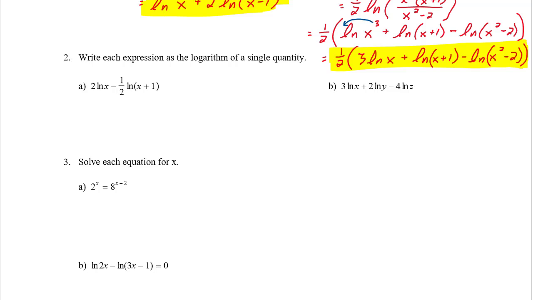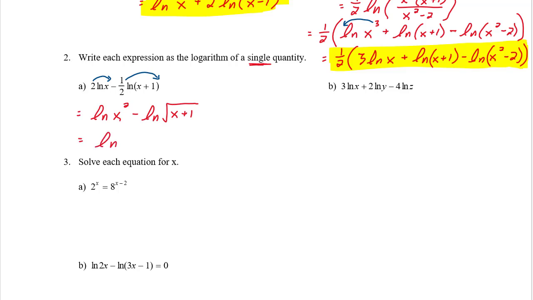Moving on now to number 2. These ones want us to take multiple logarithms and turn it into a single logarithm. So we kind of work the exact reverse of what we just did on the previous problems. So this first one, it looks like I can move the 2 up as an exponent, and then the second one I can move the 1/2 up as an exponent. So this would be able to be rewritten as the natural log of x squared minus the natural log of, and since that's a 1/2 power, I'll go ahead and write it in radical form.